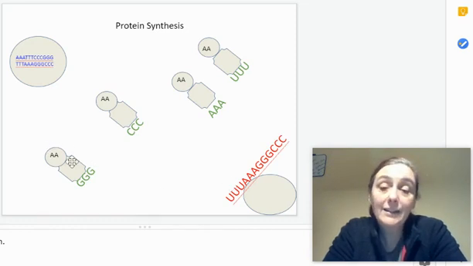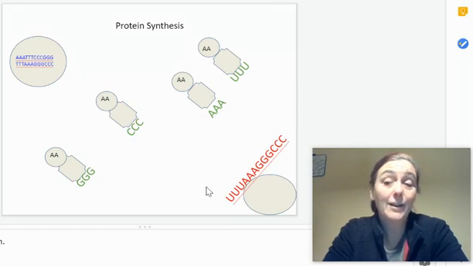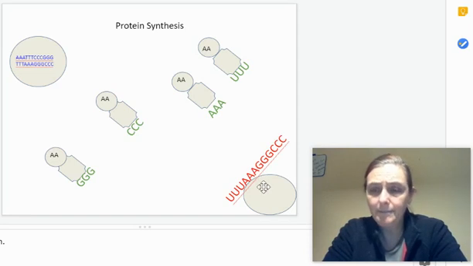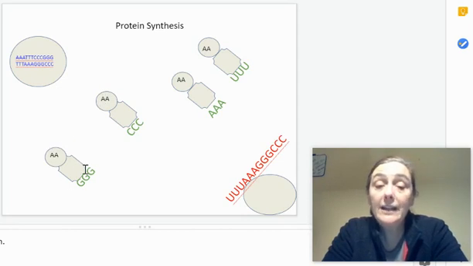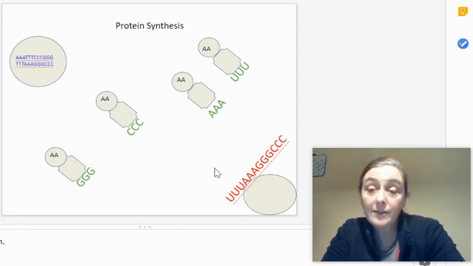What do you think AA stands for? What do you think the tRNAs are transferring to the ribosomes? What are the parts that need to get to the ribosomes to make a protein? Amino acids. So these tRNAs are carrying amino acids to the ribosomes.